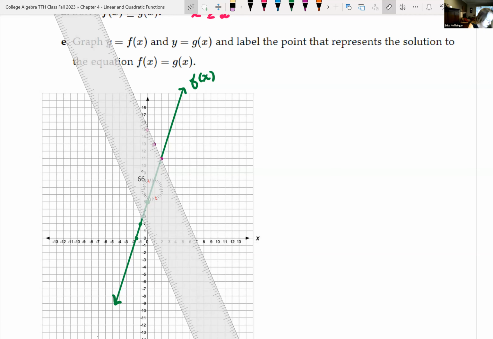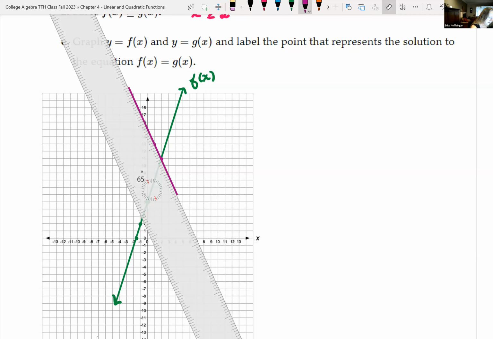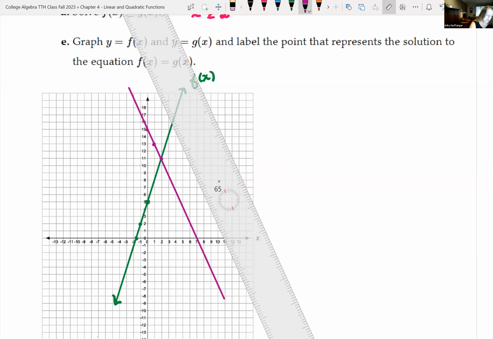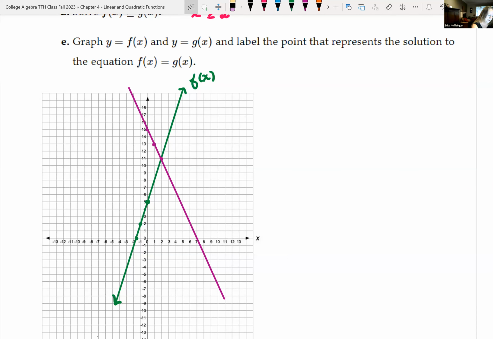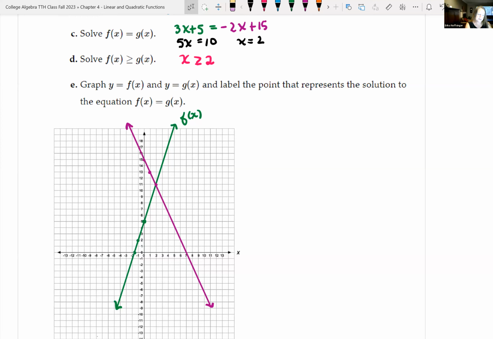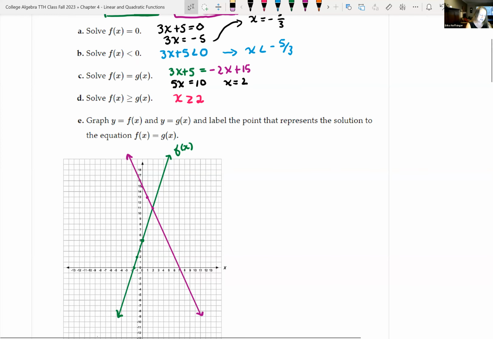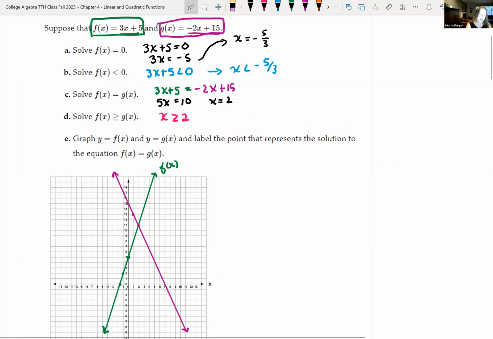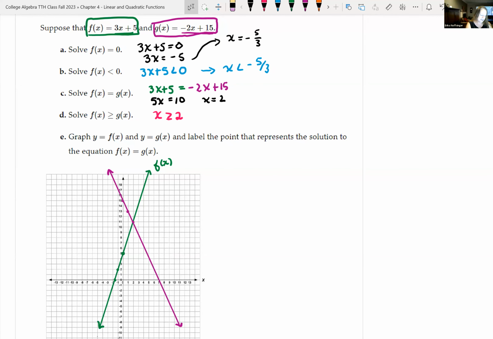Almost there. So graphing it, we get a line. g of x looks like this. It wanted us to label the point where it represents the solution of the two equations. So we have found the x value where f of x is equal to g of x. That was when x was 2. And we can see here when x equals 2, this is where they cross.